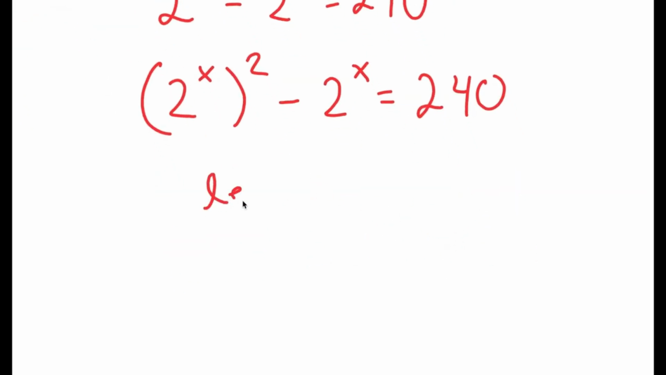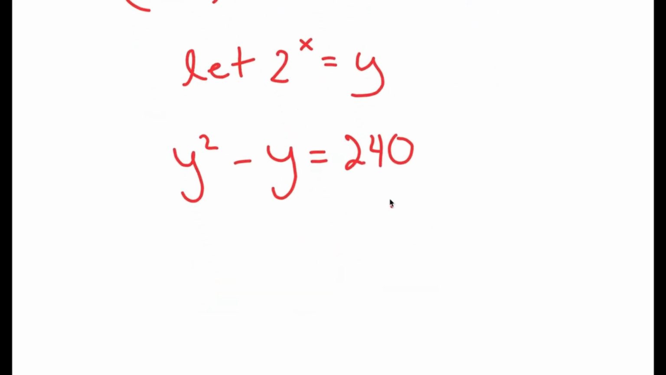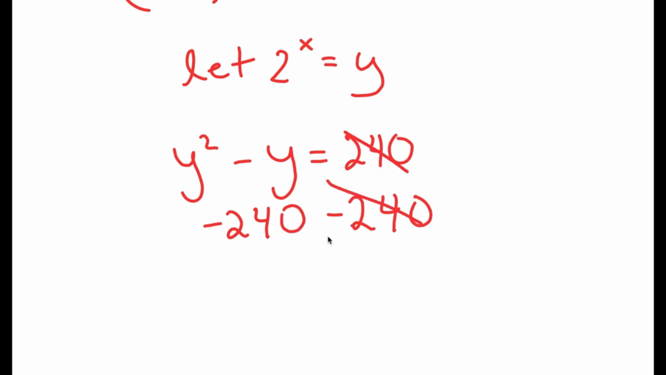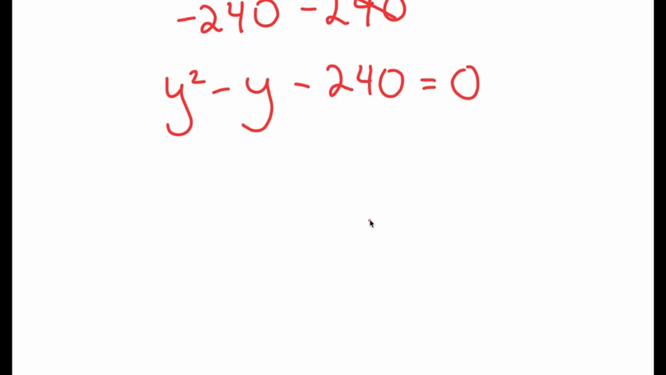Now from here, I'm going to let 2 to the power of x equal the variable y. So if I substitute in y for 2 to the power of x, I get y squared minus y is equal to 240. And now I can subtract 240 on both sides. So these two cancel out and I get y squared minus y minus 240 is equal to 0. So what I have here is a quadratic equation.